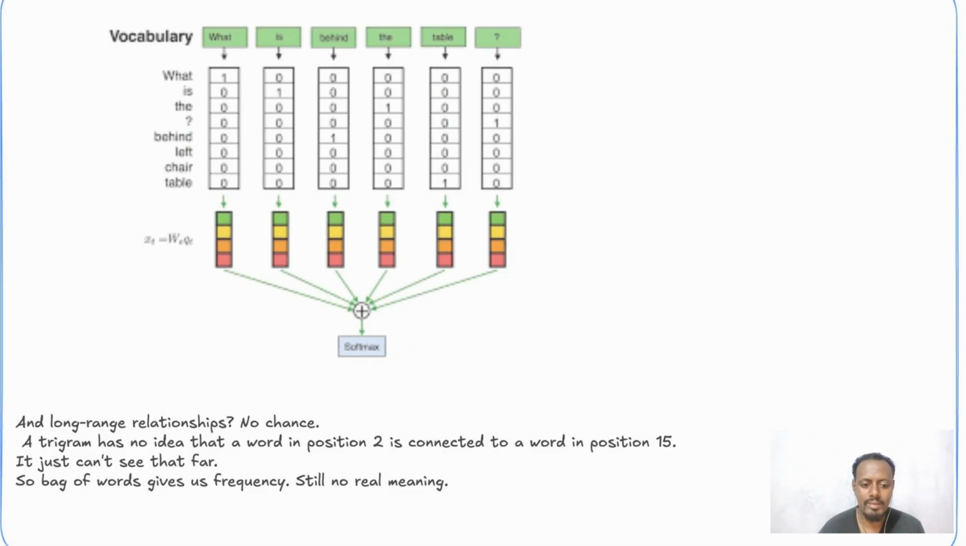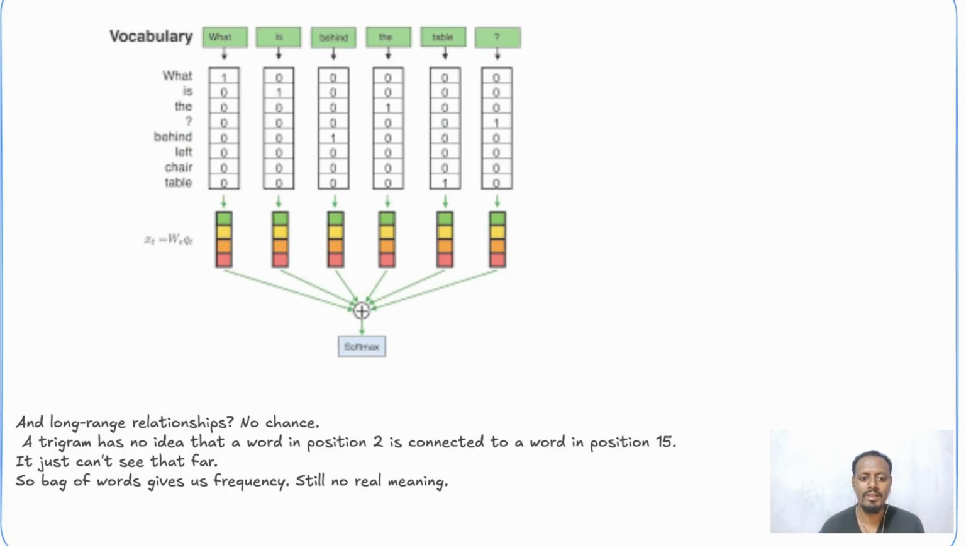The cat sat on. You are capturing a little bit of local order now. And n-grams go further: triple, quadruple, longer sequences. But here is the honest limitation. As n gets bigger, your data gets incredibly sparse. Most n-gram combinations never appear in your training data. And you are still just counting.